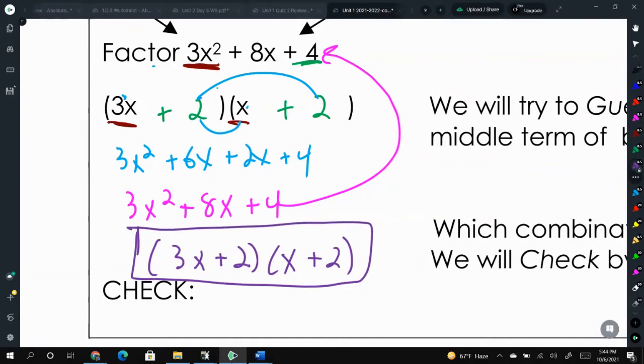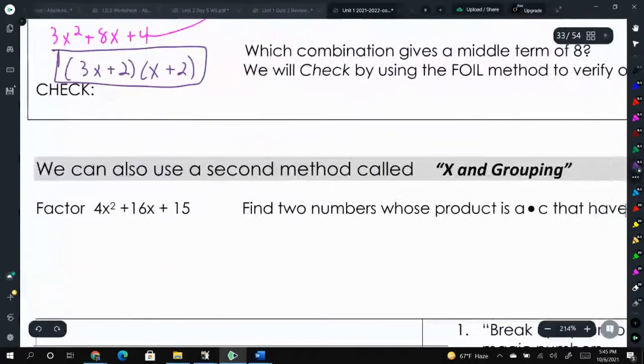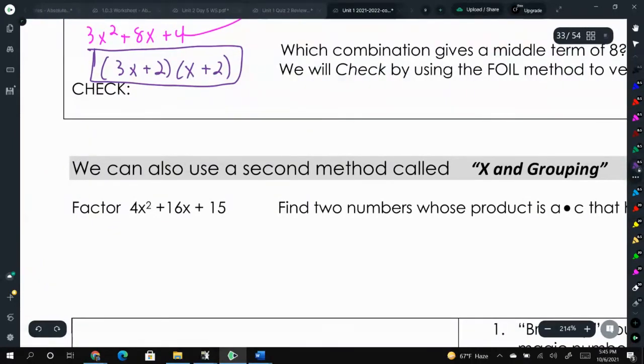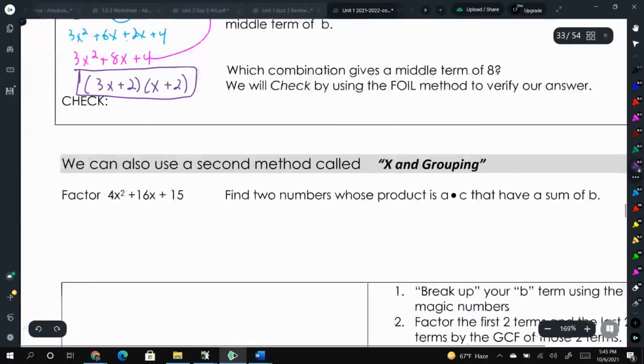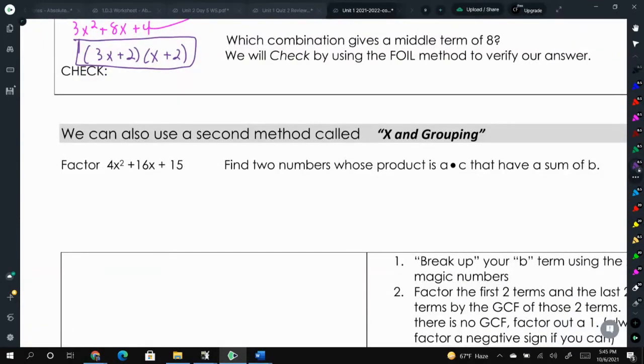Like I said, some people like it because they have the number sense to go through and find your factors and guess and check. Others don't, because you're constantly guessing and checking, and it could take a while that way. Another method that we can use is called X and grouping, or sometimes called factor by grouping. And this one is more of a process that will get you the correct answer, but it does take a little bit more work. So there's a trade-off. Like I said, this will work all the time, but it is a little bit slower in some cases.